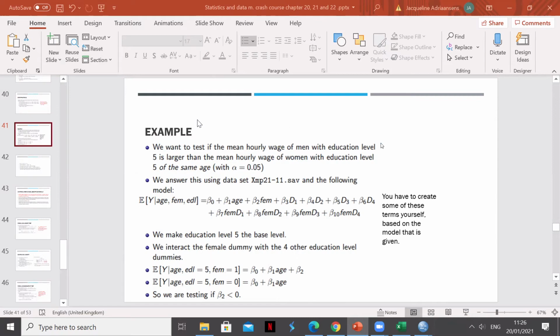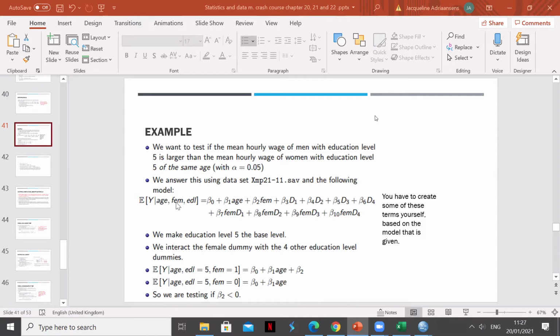...wage of men with education level 5 is larger than the mean hourly wage of women with education level 5 of the same age. So we need to include age, we already know that. Then we answer this using data set XMP 2111, and the following model.